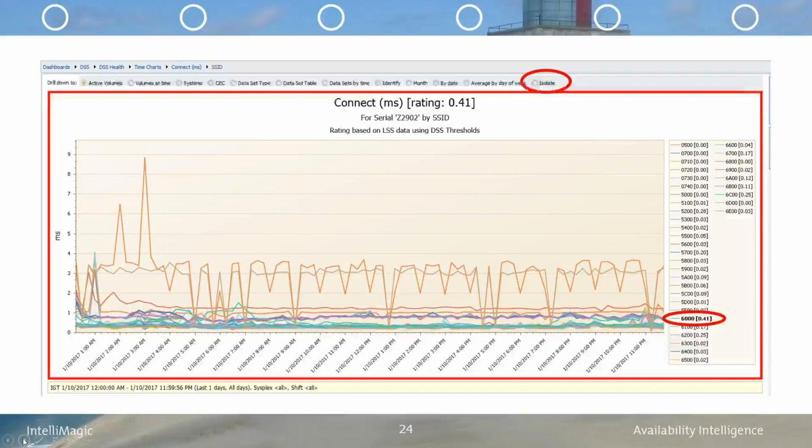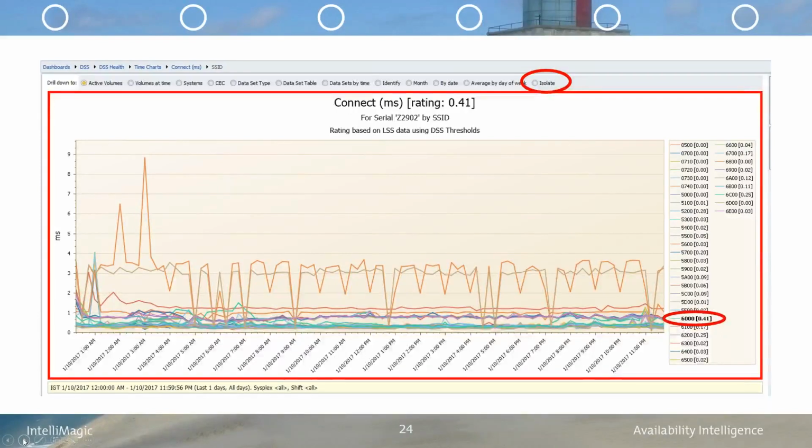So this is a kind of a noisy chart. You really can't see that SSID's response time. You do see some other SSIDs that have very high connect time, but they're not rated badly, and you might ask why. That's because our ratings take into account the activity on the SSID. If there's really no significant activity on the SSID, then it won't be rated. If there's a lot of activity, then it would be rated.